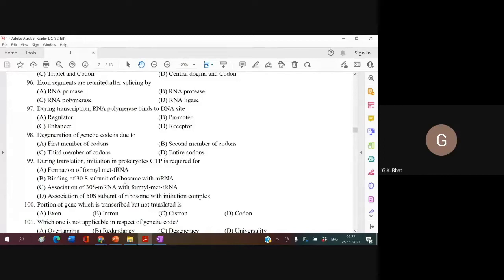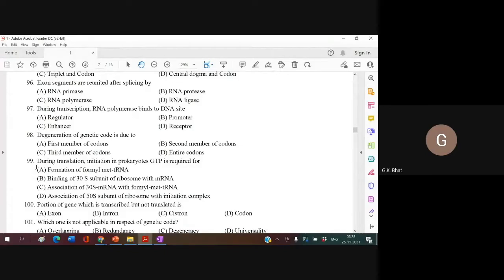Exon segments are reunited after splicing by? Blessy? C, sir. Pardon? A, sir. What are you simply telling? Reuniting requires which enzyme? D, sir. Ligase. RNA ligase. 97. B.